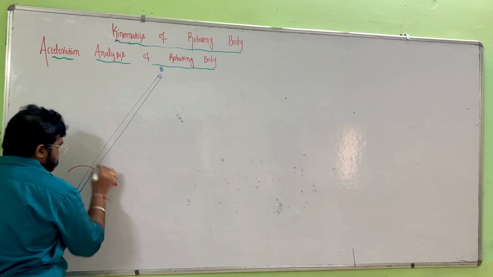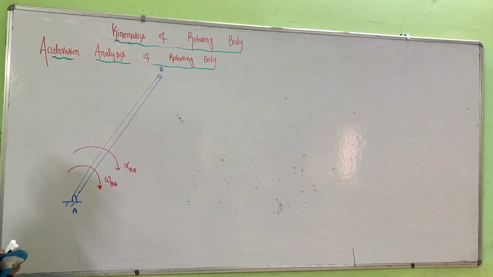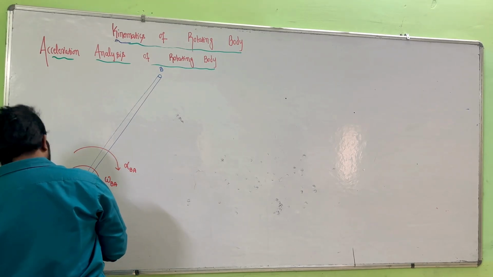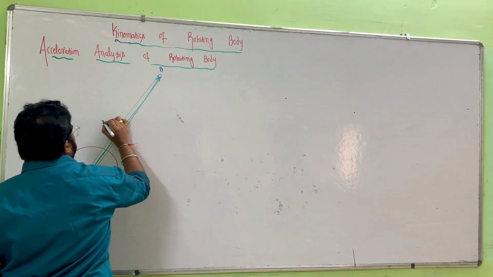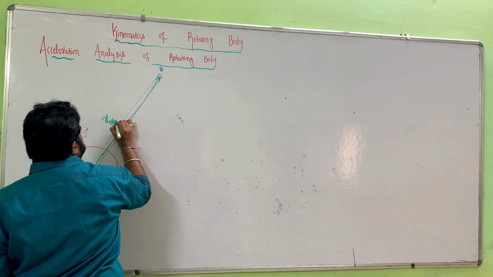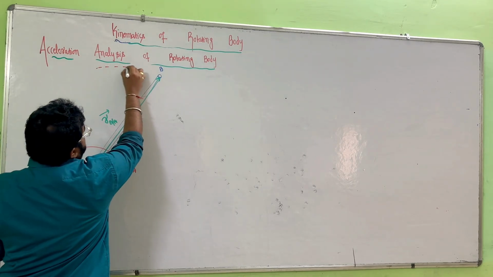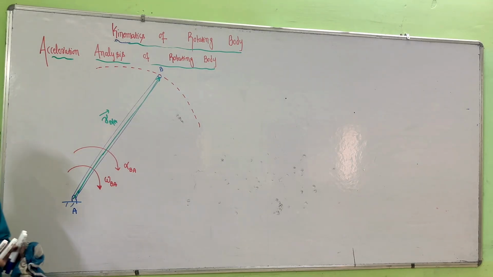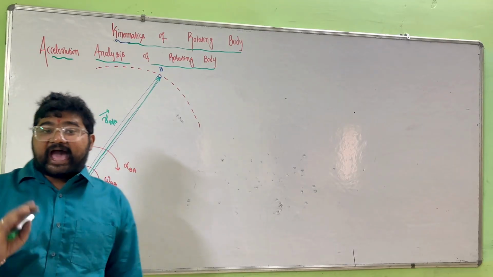Omega BA. This would be alpha BA. This is angular velocity and angular acceleration. So here to here, r BA, the position vector: the position of point B with respect to point A. When the body is in pure rotation, it has two accelerations.